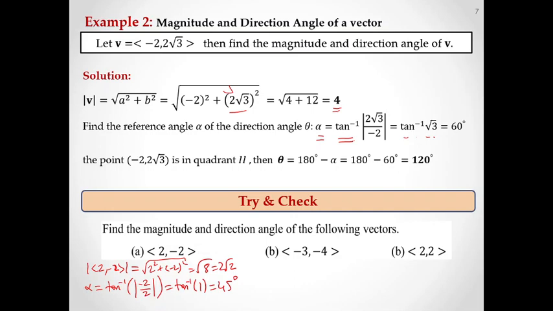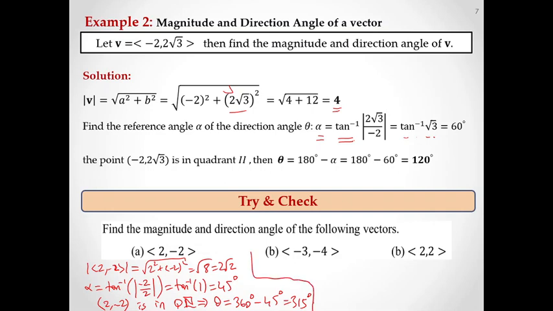Now here, 2, minus 2. The end point of the vector has x positive and y negative, so it has to be in the fourth quadrant. So theta will be what? 360 minus 45 degrees, which is 315.